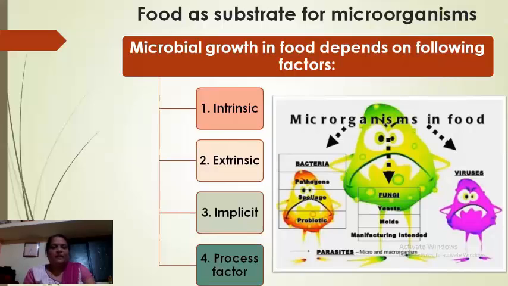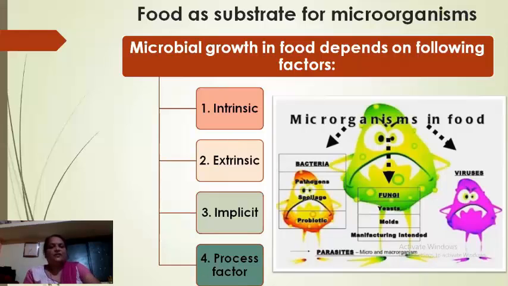Now the picture is showing microorganisms in the food, different types of microorganisms in the food. All types of microorganisms are associated with the food. For example, there are bacteria, some of them are pathogens, some of them cause spoilage, some of the bacteria are used as probiotics. Fungi are associated with the food, which include yeast as well as molds. Some of the fungi are used for manufacturing the processed foods or fermented foods. Viruses are also associated with the foods, and there are some parasites associated with the foods.